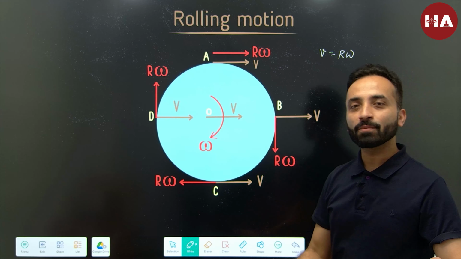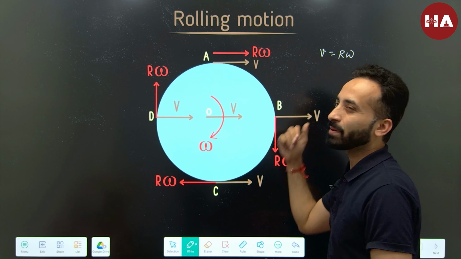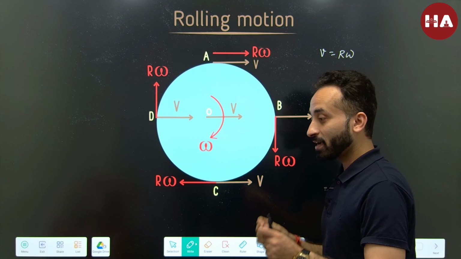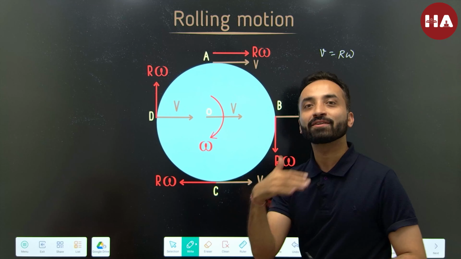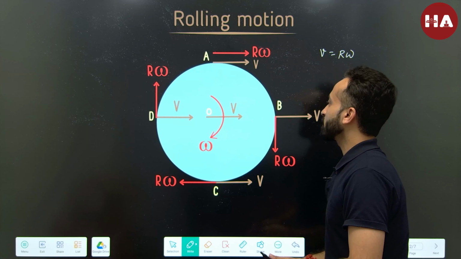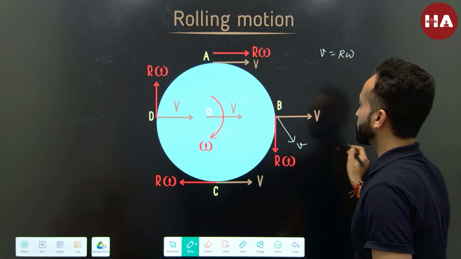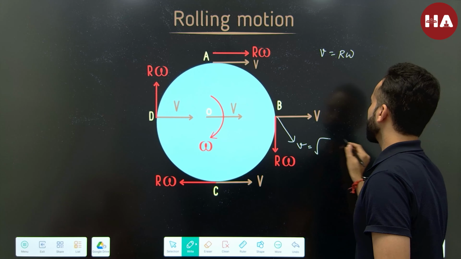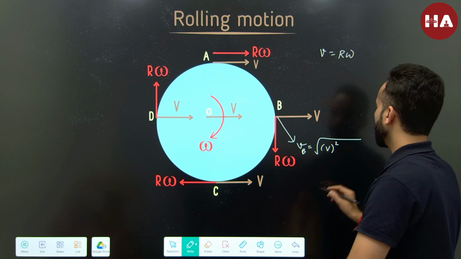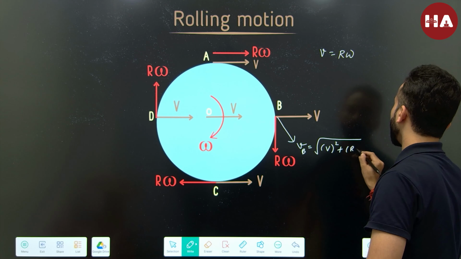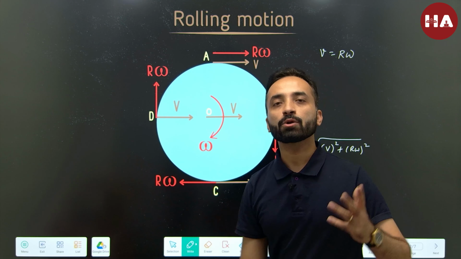So if you want to talk about the net velocity, for A it is going to be v plus r omega. So we are looking at different points of the same object. They are all moving with different velocities. Alright. Now what about this one? You would say the net velocity would be somewhere here, given by the square root of v squared plus r omega squared. Okay, so I'm talking about B, v squared plus r omega squared. Similarly for this, v is forward and r omega is backward.